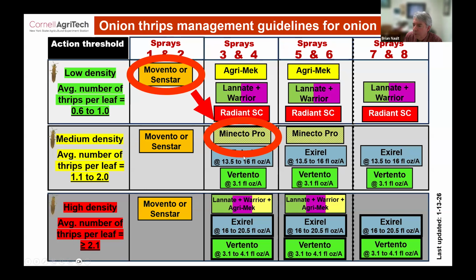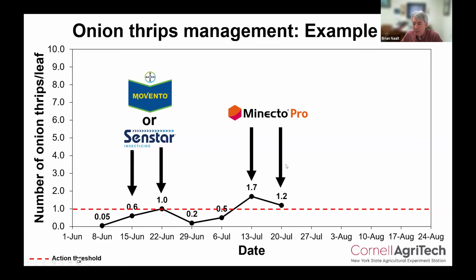Well, Manecto's pretty cheap, right, and good. So let's go with Manecto Pro. 2 applications of Manecto Pro. What happens after that? Well, it's going to hold the population. It could drop it, but let's say it holds it. We're hovering around threshold, but we're above.